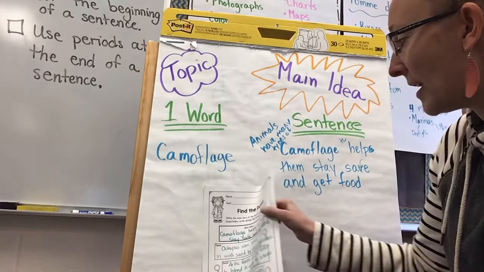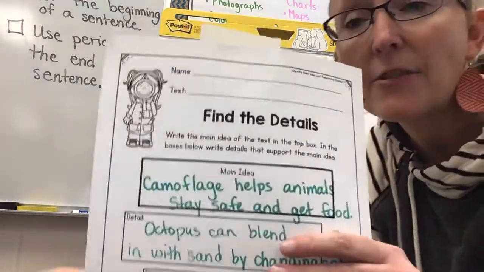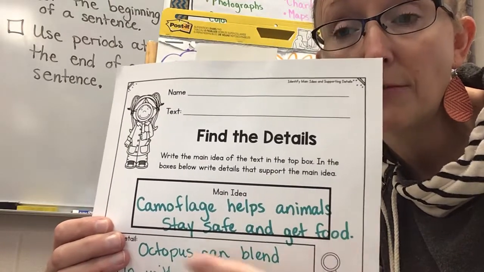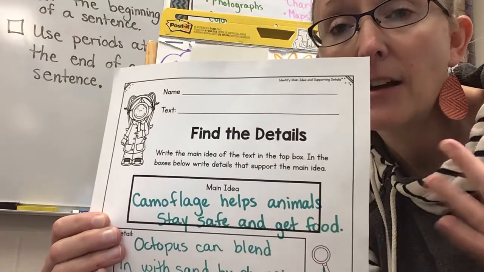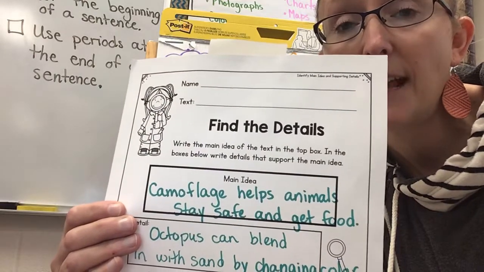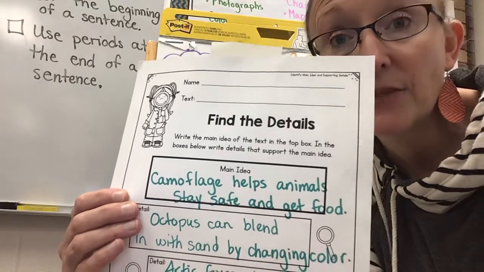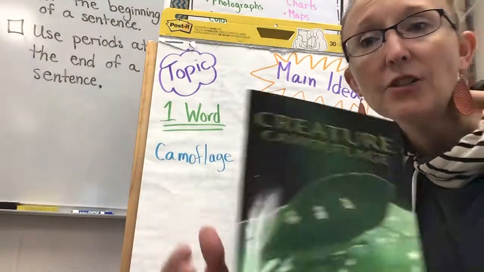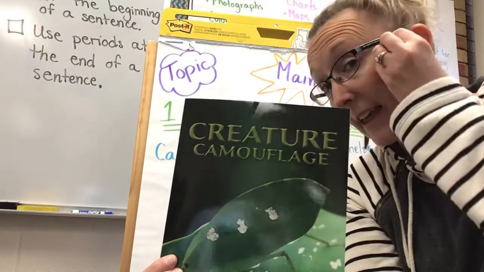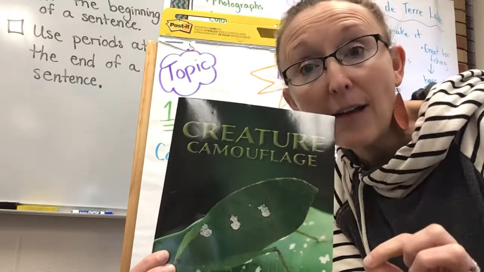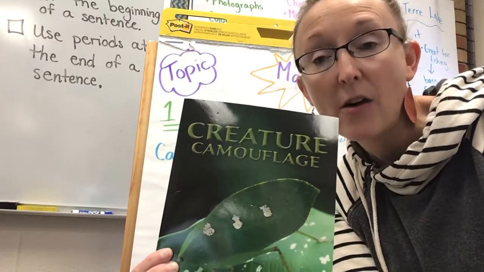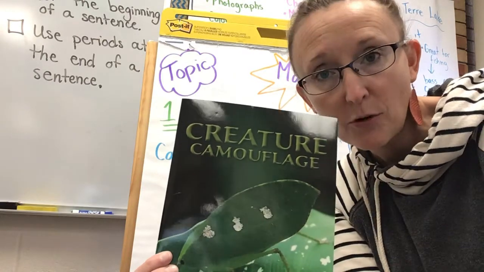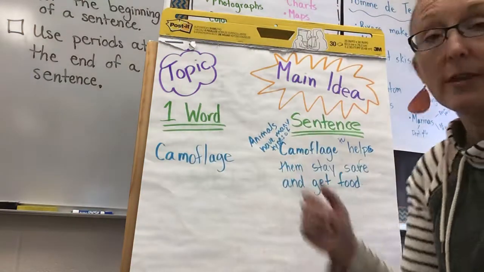And that's down here on our page. So yesterday I sent this page to you on Seesaw and you filled in the top with your book that you read, right? And so this was the main idea of my book. Camouflage helps animals stay safe and get food. But then there's these spots for details, and that's what we're going to fill in today. So not only do we know that the book wants to tell us that animals use camouflage to keep them safe, I want to know some examples of how their camouflage keeps them safe or helps them get food. Those would be the supporting details, the things that go with the main idea.